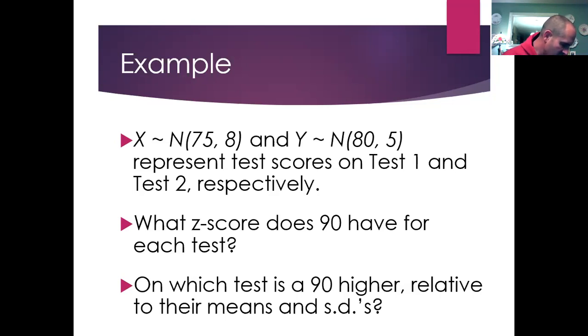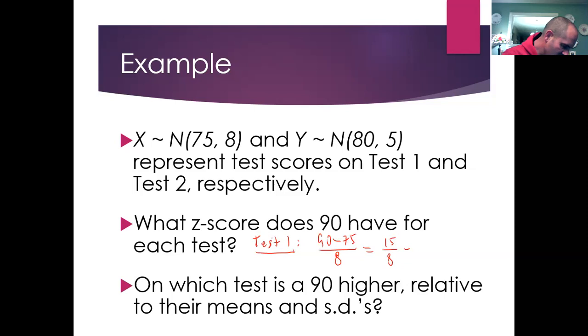Okay. So for test number 1, what z-score does 90 have? Well, you would go 90 minus 75 over the standard deviation, which is 8. Okay, so you would have 15 over 8, which is 1 7/8. Okay, so that would be almost 2 full standard deviations above the mean. Okay, what about test 2?